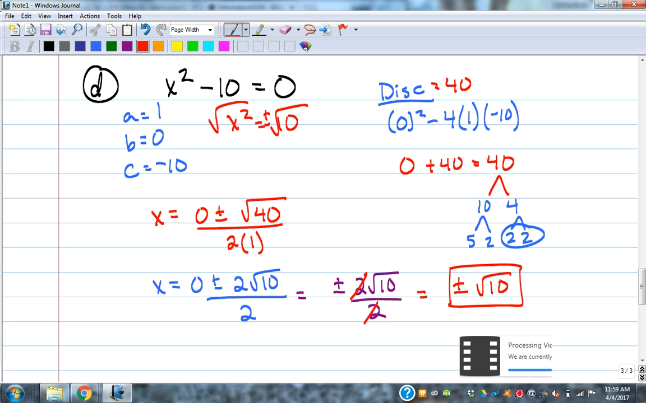So quadratic formula works for solving by square roots. It works for the ones that would factor. It works for the ones that won't factor. It works all the time. So it's a very, very handy tool for solving quadratics. All right.